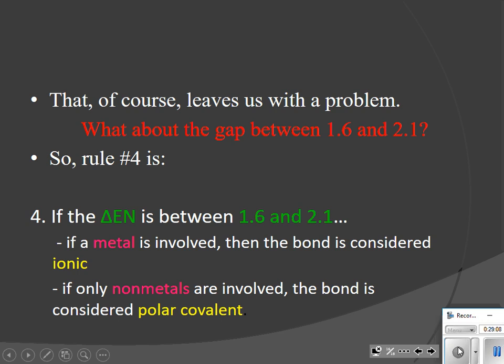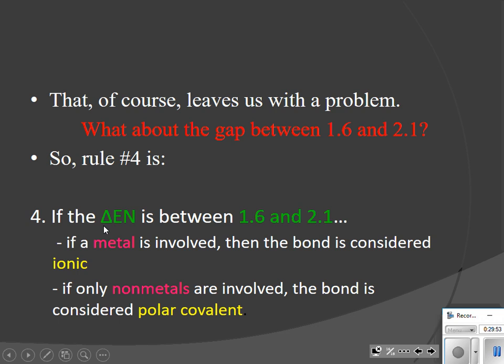You see the rule number 4, okay? And you might say, well, what are the first 3 rules? Well, that was just the different 0 to 0.3, and then the greater than 0.3, the less than 1.6, and then the 2.1 up. Well, here's the 4th one. If it falls between, and don't be confused, what's delta En? Anytime you see that triangle, that is a Greek delta. Triangle in science means change. So delta En is the change in electronegativity.